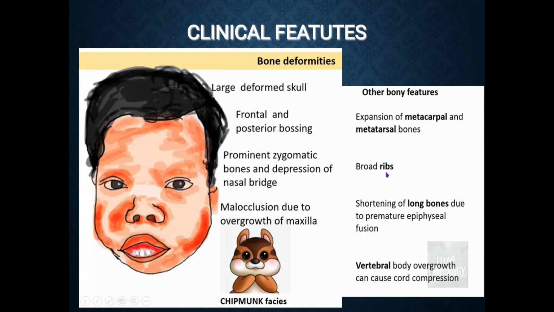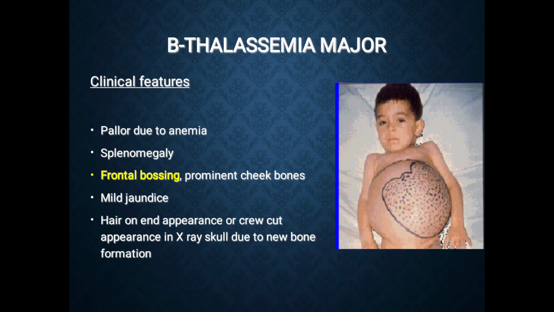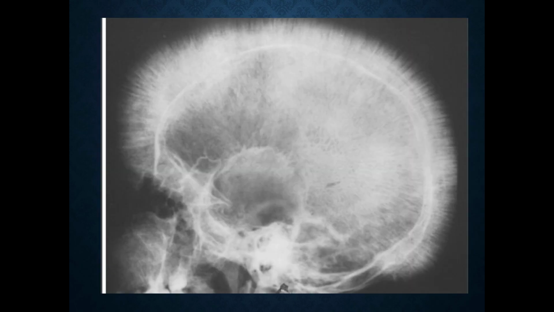You can compare these two photos. Other bony deformities like expansion of metacarpal and metatarsal bones, broad ribs, and shortening of the long bones can occur, and vertebral body overgrowth can also occur, leading to spinal cord compression. Whatever we discuss is shown in this picture. Coming to X-ray, there is going to be a hair-on-end appearance, or crooked appearance. You can see at the end of the skull there is a hair-on-end appearance.